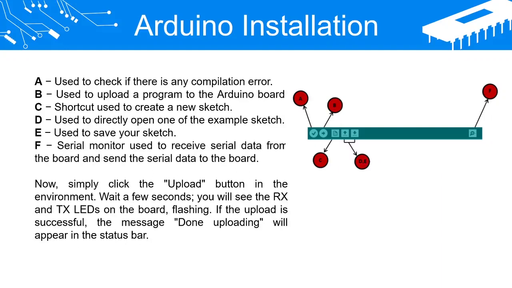C. Shortcut used to create a new sketch. D. Used to directly open one of the example sketches. E. Used to save your sketch. F. Serial monitor, used to receive serial data from the board and send serial data to the board.